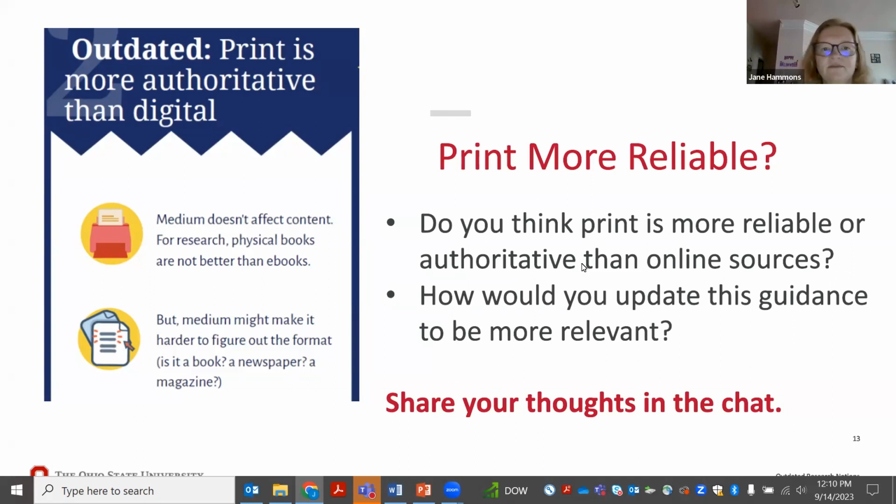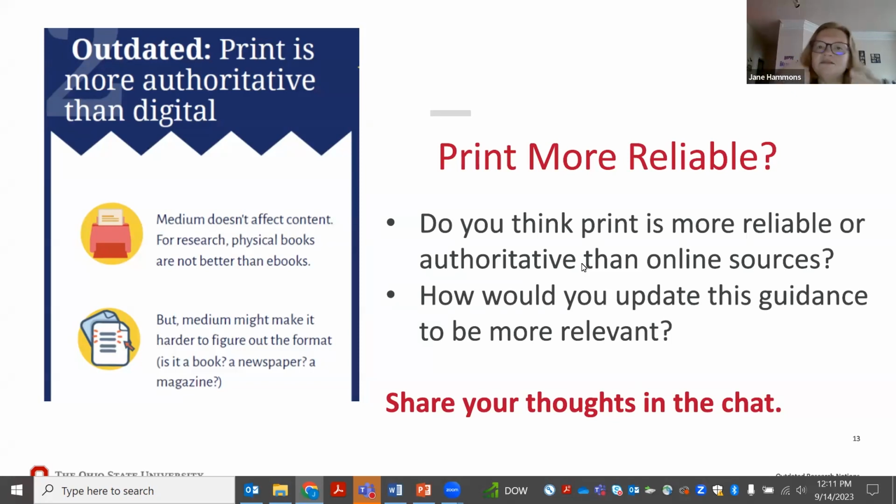Yes. Let's see. May have missed some of the responses come in. Mark shared this might have been true 20 years ago. Yep, absolutely. It depends on the specific sources themselves, right? So it's important to check the credentials.